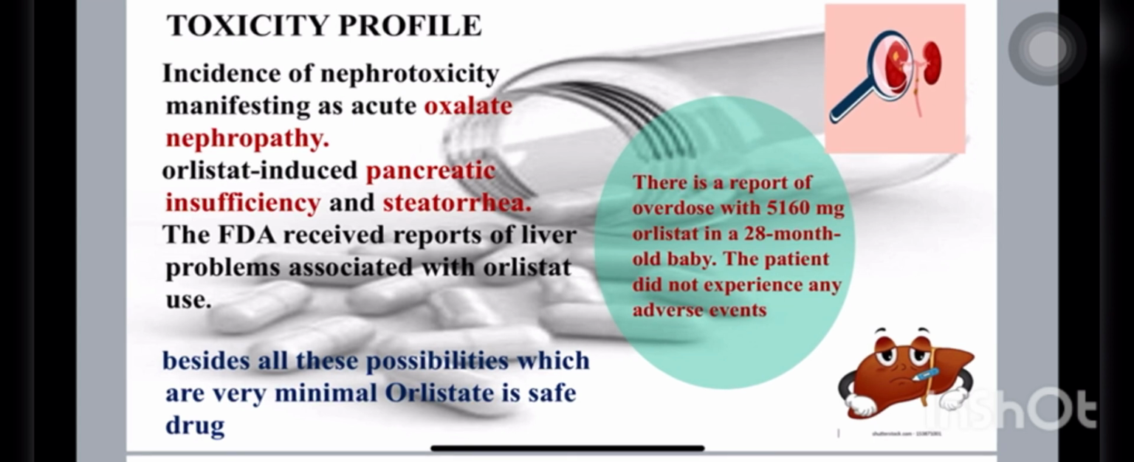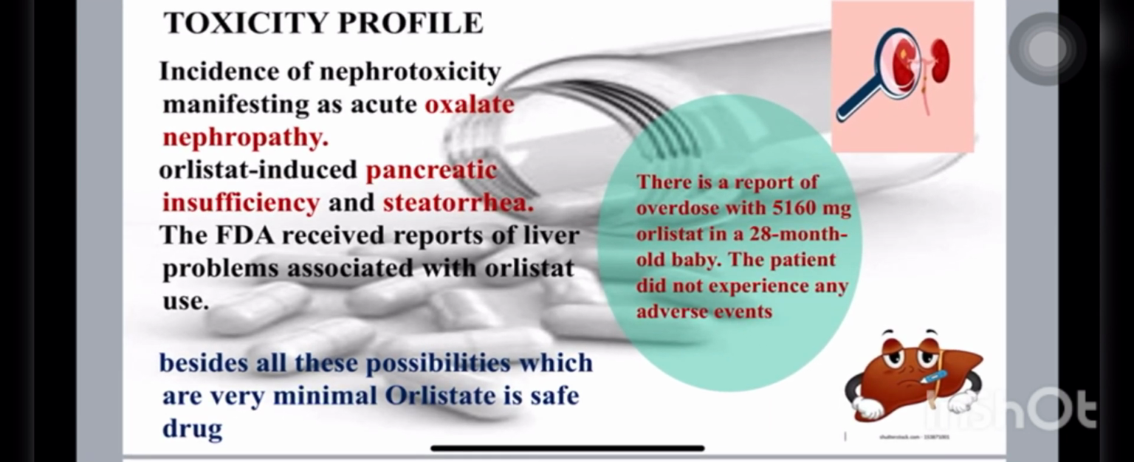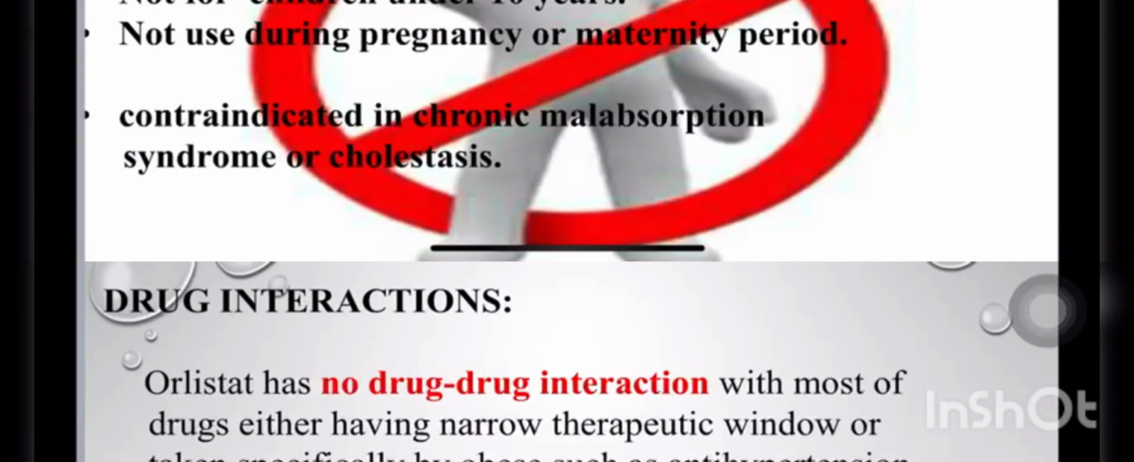For example, there is a report of an overdose with 5,160 mg of Orlistat in a 28-month-old baby. The patient did not experience any adverse effect. Orlistat has no drug-drug interactions. Most drugs either have a narrow therapeutic window or are taken specifically by obese patients, such as hypertension, antidiabetic, and cardiotonic medication. Orlistat had negligible or no effect on serum hormones such as insulin, thyroxine, and catecholamines.